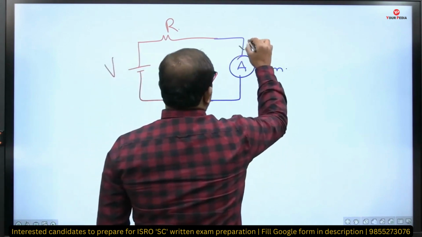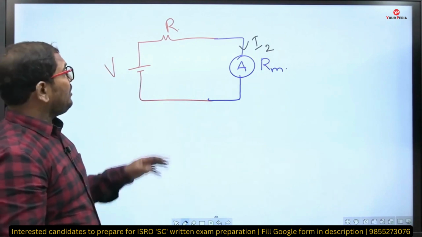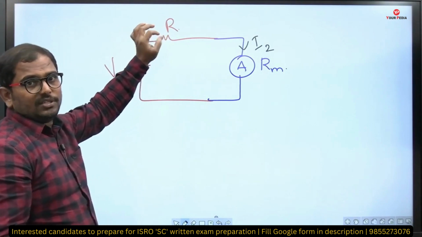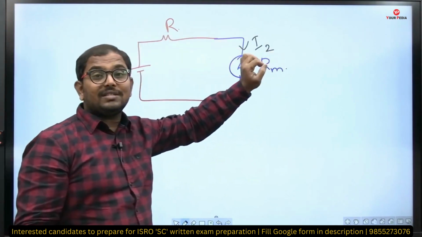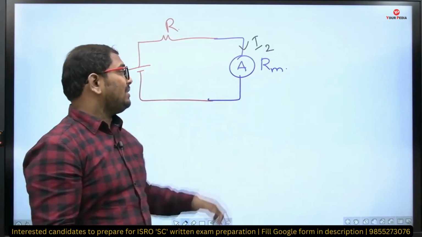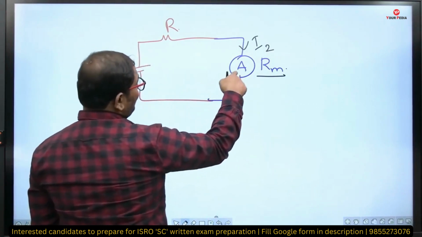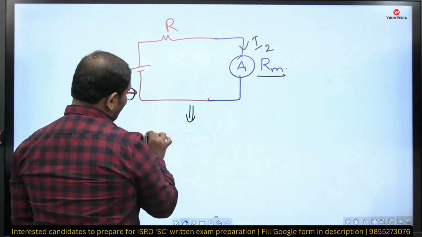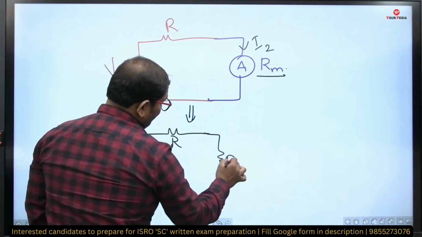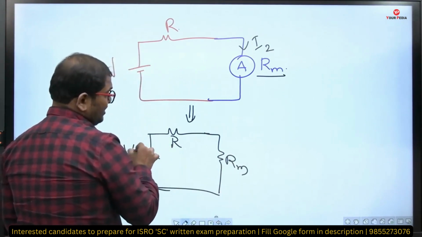So now the current will flow through this part. Let me take this current as I2. How many resistances are connected in the circuit? One is the actual resistance of the system, and another resistance is added inside this circuit in series with the original resistance. That resistance is your meter resistance. If I replace this ammeter with its equivalent circuit, this is the resistance of the system and this is the resistance of your meter, and these two are connected in series.